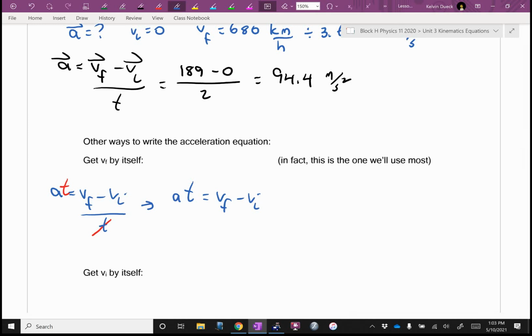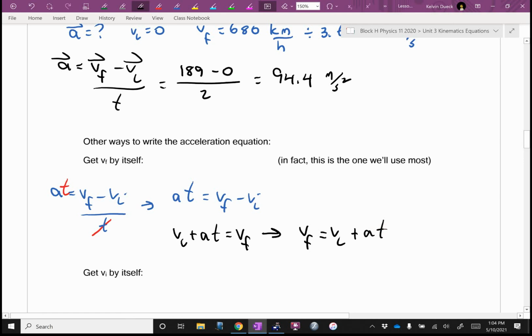I'd like to get the VF by itself. What side is the VF on, the left side or the right side? Right side. What else is on the same side as the VF? A minus VI. How could I move a minus VI over to the other side? Add it to the other side. Although we typically put the thing that's by itself on the left. So instead of VI plus at equals VF, I'm going to write VF equals VI plus at. This is actually the equation that we'll use the most because it doesn't have fractions. And for most of you, fractions are the math F word, not the F word you're thinking of.